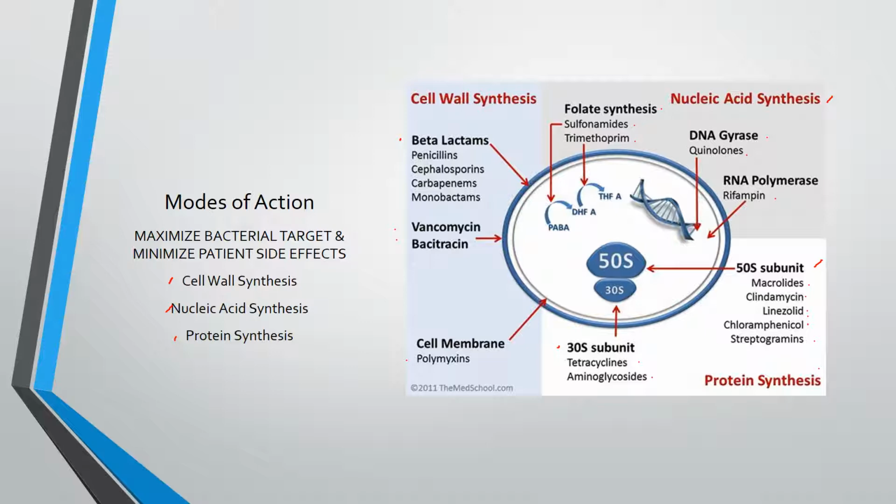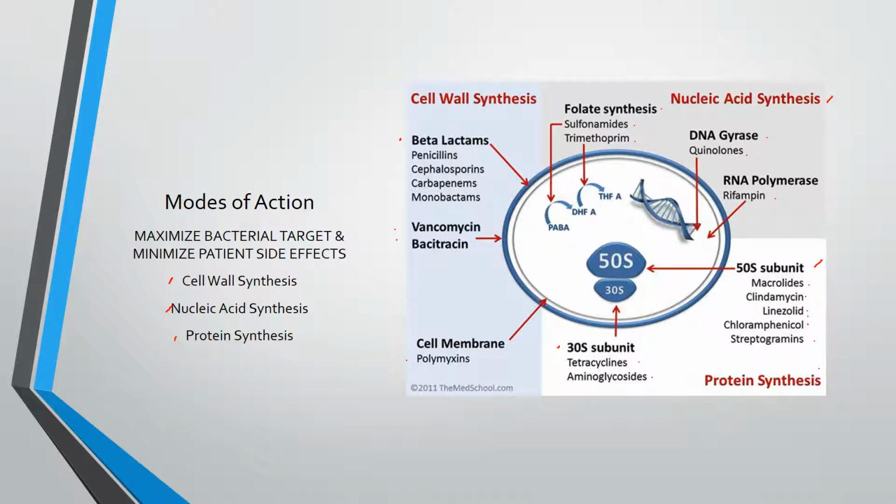Okay, so we can target cell wall synthesis, and you can see the drugs that do that. You have your beta-lactams, your penicillins, cephalosporins, carbapenems and monobactams, as well as vancomycin and bacitracin, which target specifically the cell wall. We can also consider polymyxins. They don't really target the cell wall, they target the cell membrane. That's important because polymyxins will have higher toxicity rates than beta-lactams. Vanco is pretty toxic, and bacitracin, but for other reasons.